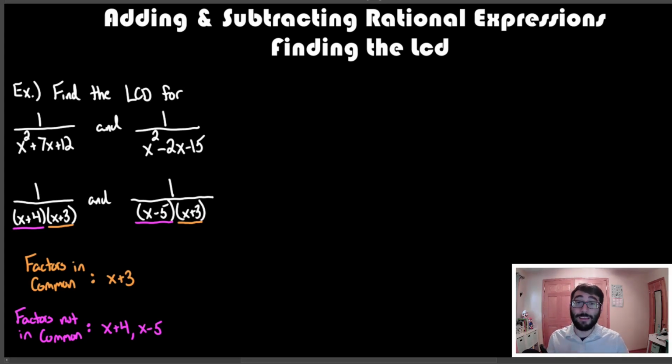So what that means is that the least common denominator is going to be all three of these factors: an x plus 3, an x plus 4, and an x minus 5. And that would be your least common denominator.